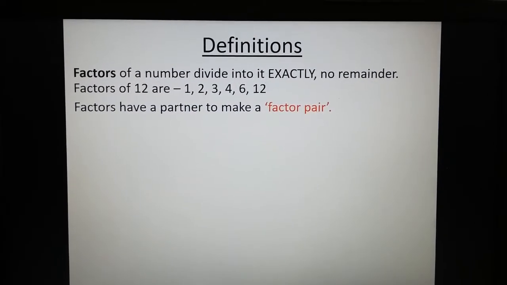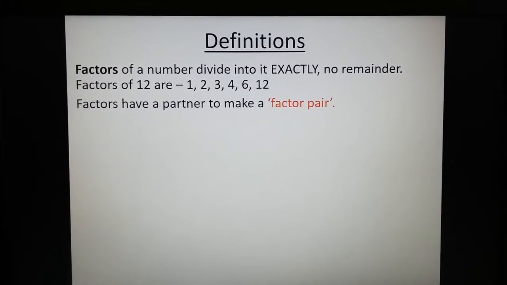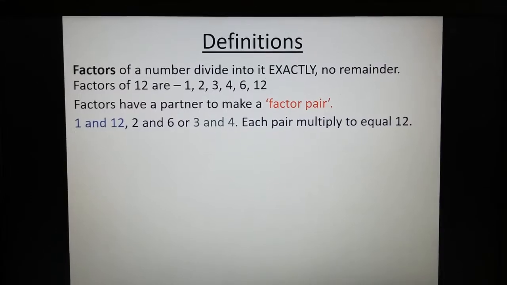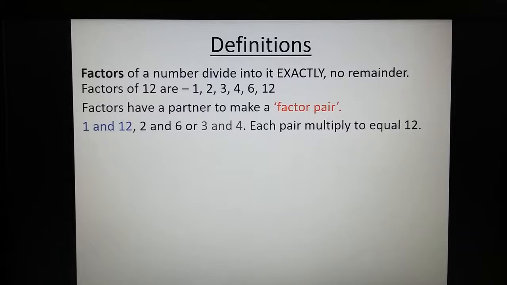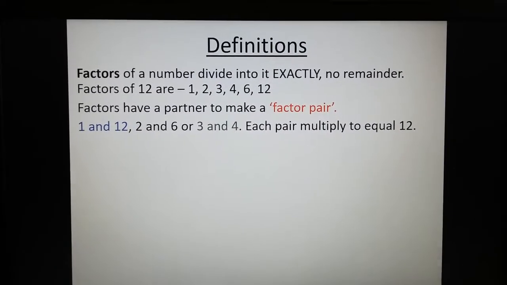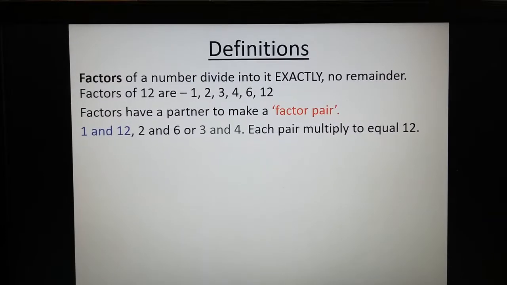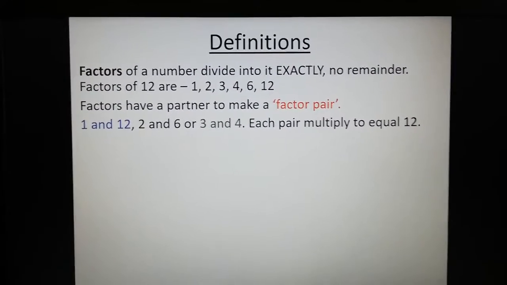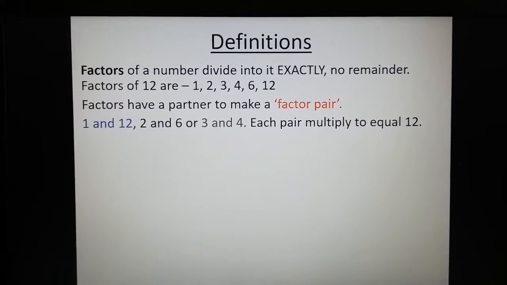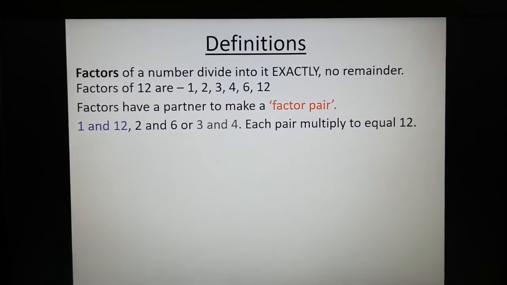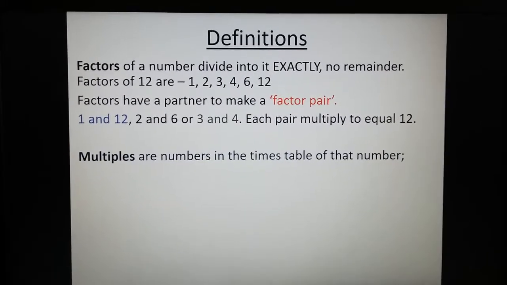Also good to remember that factors usually have a partner to create a factor pair. So 1 times 12 is 12, they're a factor pair. 2 times 6 is 12, so they're a factor pair. 3 times 4 is 12, and they make a factor pair as well. The only real exception to this is if you've got something like a square number, 16, 4 times 4 is 16, so it's just the same number multiplied by itself rather than a pair of two different numbers.